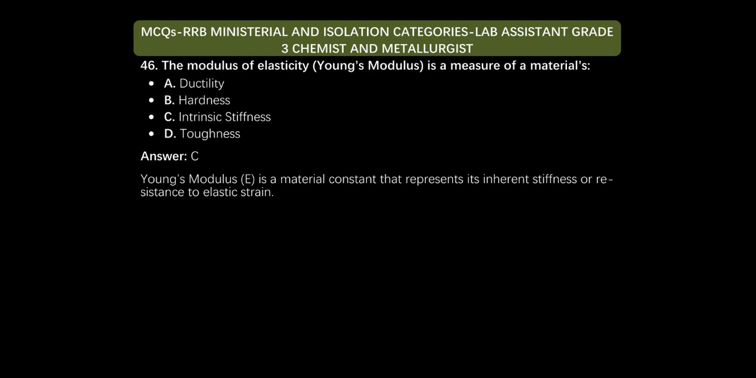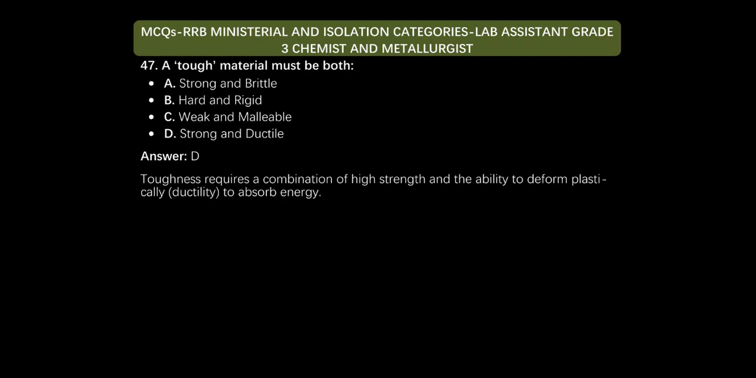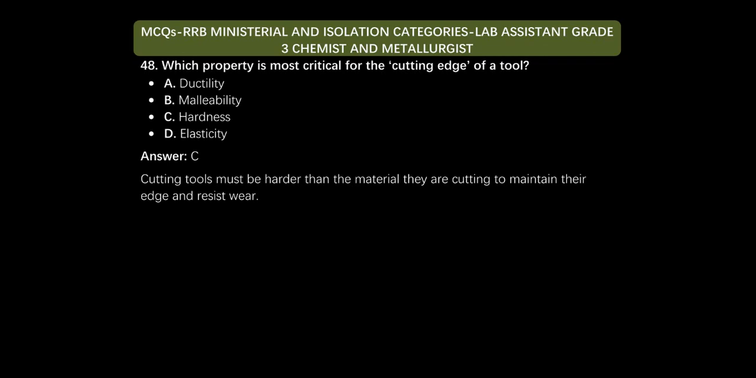The modulus of elasticity, Young's modulus, is a measure of a material's, option C, intrinsic stiffness. A tough material must be both, option D, strong and ductile. Which property is most critical for the cutting edge of a tool?